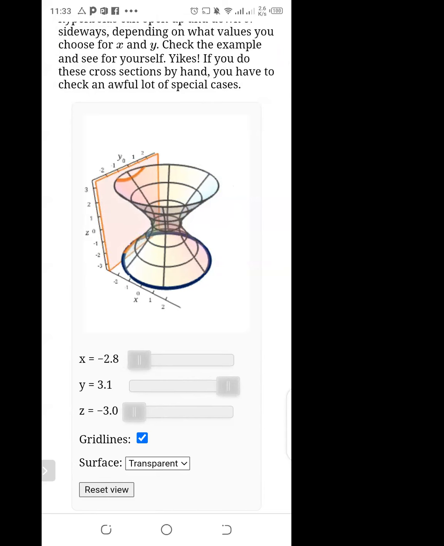So that is the plane horizontal to the YZ plane. So this is the plane X is equal to 0. I can move it so that I get the plane X is equal to 2, negative 2. X is equal to negative 1, I get that. This is X is equal to 0, and so on.